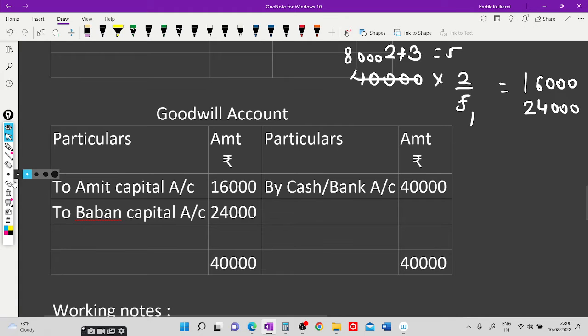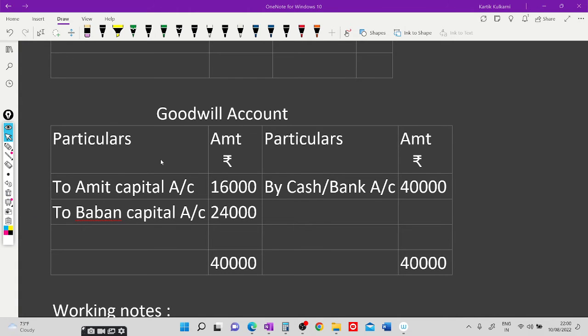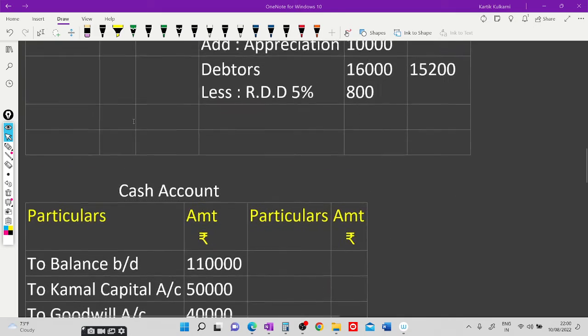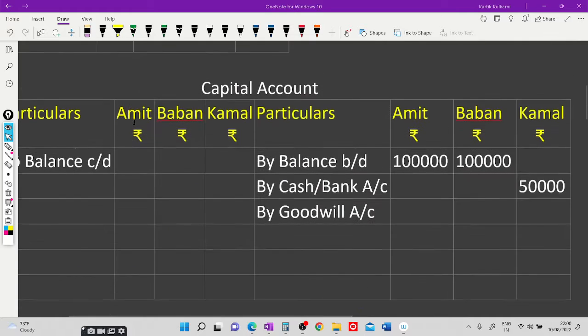So goodwill account is debited, and old partners capital account will be credited. So we will come to the old partners capital account, and in the credit side we are writing the name of the account which is debited, that is goodwill. And in Amit's column we will write 16,000, in Baban's column we will write 24,000. In this way 40,000 is distributed among old partners in sacrifice ratio.